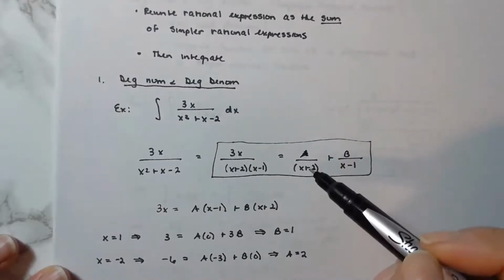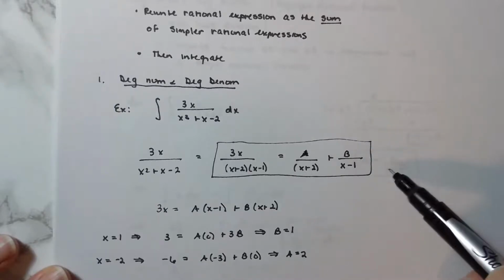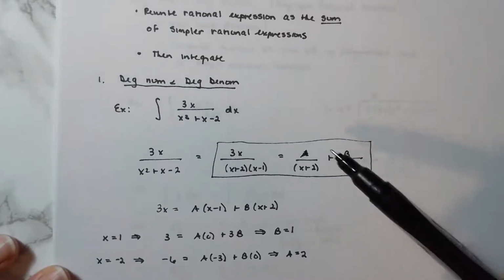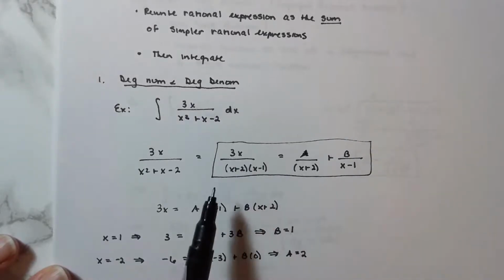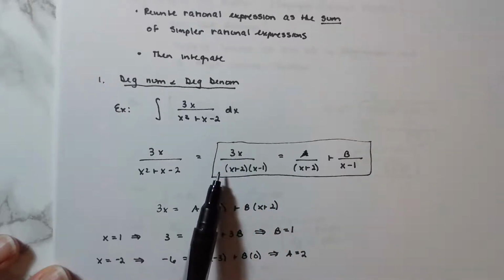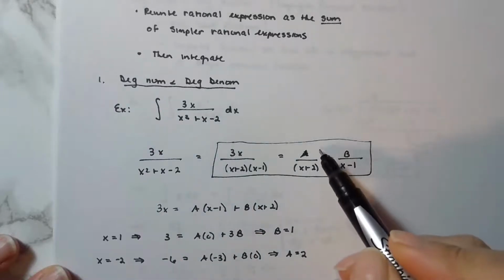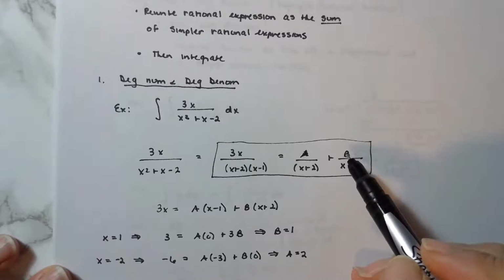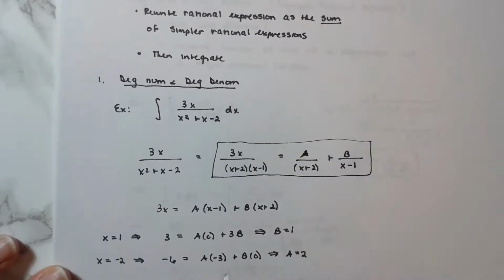So A over x plus 2, so A over the first factor plus B over the second factor. If there was a third, you could do plus C over the third factor, and so forth. And then the idea is we want to multiply both sides by those factors. So when we do, if I multiply the left by the quantity x plus 2 times x minus 1, those cancel, and I'm left with 3x. And if I multiply each term here by the product of x plus 2 times x minus 1, the x plus 2's will cancel, and I'm left with A times x minus 1 plus B times x plus 2.